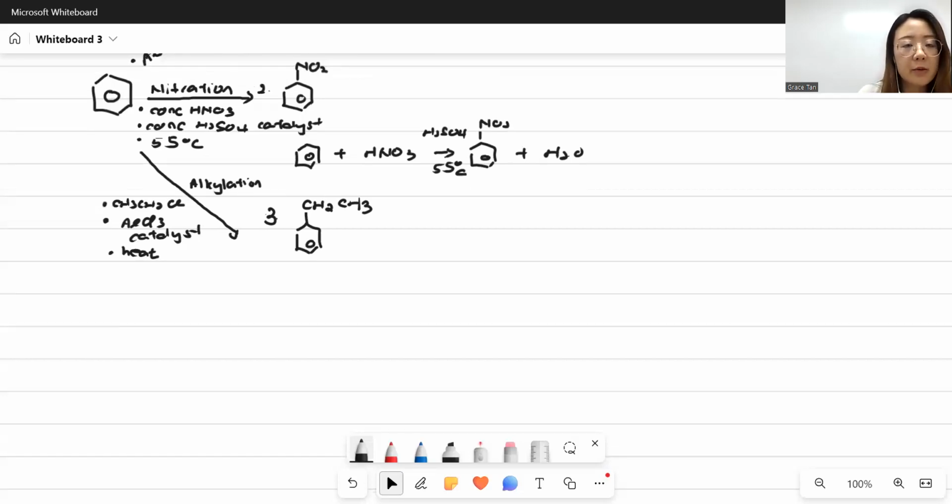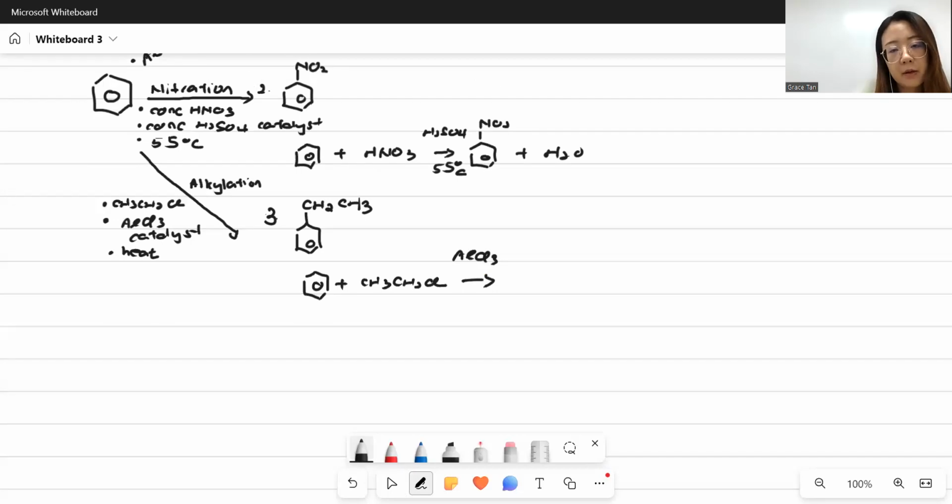Okay, so let's construct an equation for the Friedel-Crafts alkylation. We start with the benzene ring, and then our chloroethane that provides our ethyl group, and you need a catalyst. I'll write the catalyst on top of the arrow, and then you will get your ethylbenzene. Okay, so that is alkylation.